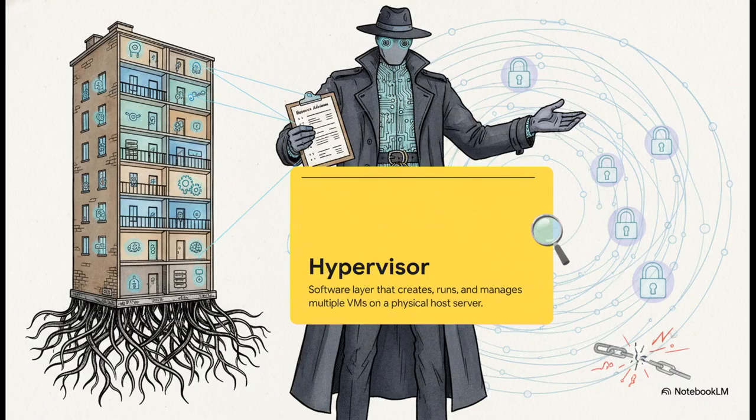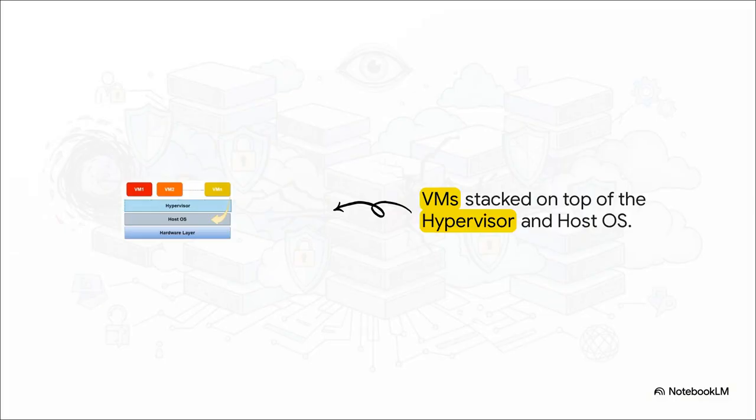Let's get to it. So, going back to our apartment building metaphor, the ultimate target for any attacker is the hypervisor. Think of it as the landlord and the master security system all rolled into one. Because it manages all the isolated virtual machines on a single physical server, literally handing out CPU, memory, and storage to each tenant, it holds all the keys to the entire building. Because virtual machines sit directly on top of the hypervisor and host OS, it basically becomes the single point of failure in cloud architecture. If a malicious actor compromises that hypervisor, the illusion of isolation is completely shattered, and every single apartment above it falls.